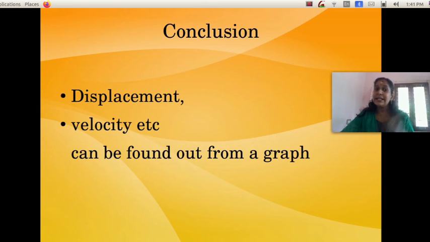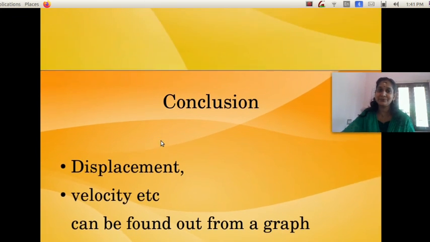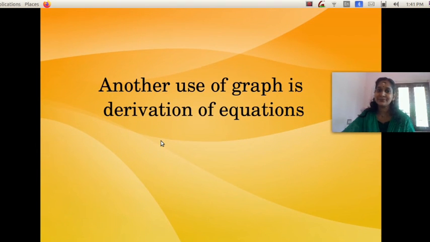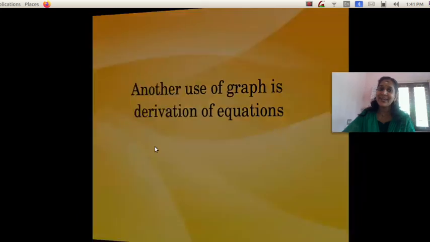We can find displacement, velocity, etc. from a graph. By using a graph, we can find the displacement and velocity. Another use of a graph is the derivation of equations. We can study that also in the next class. Okay, thank you.